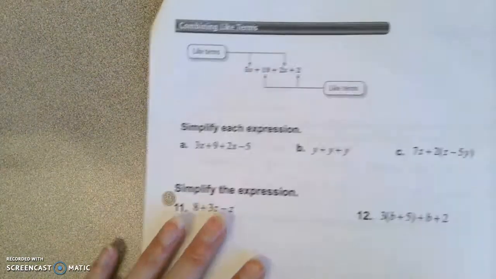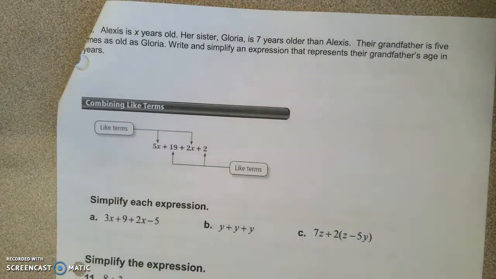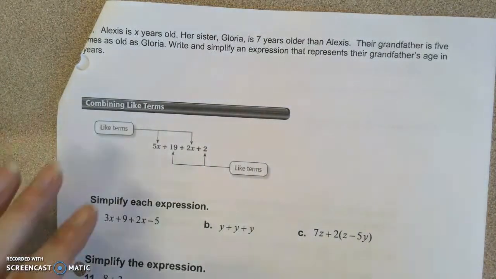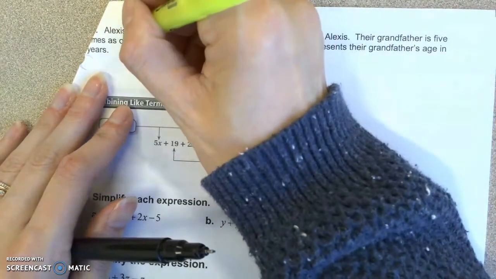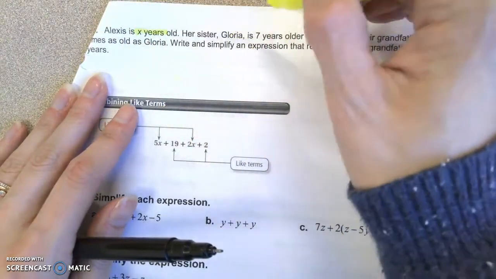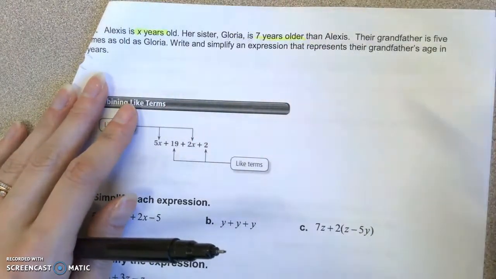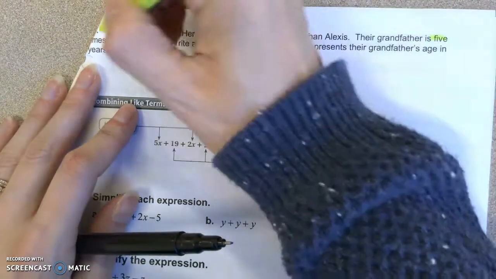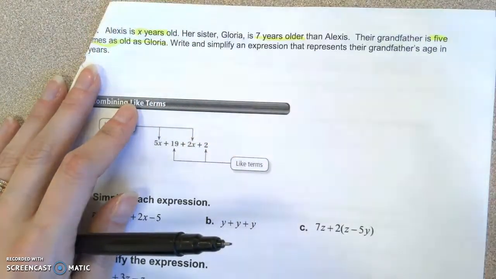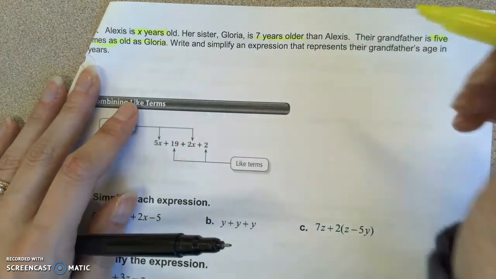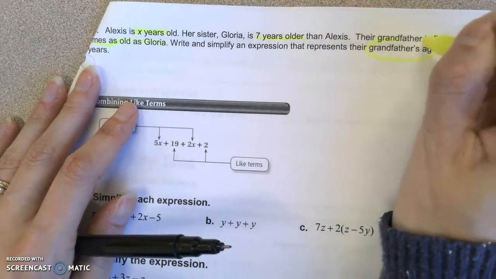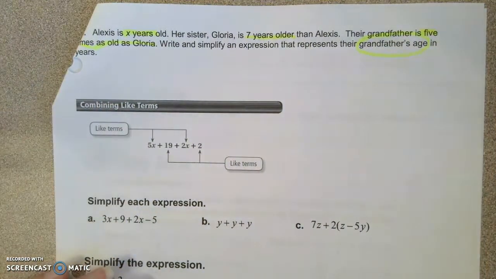Okay, go ahead and turn this over and try the same thing over here with Alexis. So Alexis is X years old. Her sister Gloria is 7 years older. The grandfather is 5 times as old as Gloria. So you're going to write and simplify an expression to represent the grandfather's age. So pause your video and give that a try.